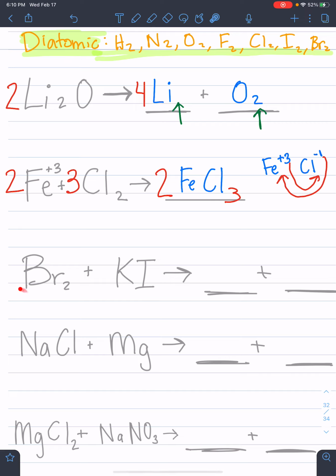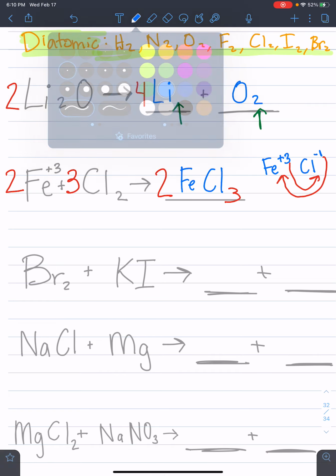Whatever is most similar to this element is what is going to be kicked out. So for this Br, you think, does K or does I have more similar properties to the Br? If you look on your periodic table, you'll notice Br is a non-metal. It's in group 7A, and so is I. So Br is going to want to kick out I because they're the most similar. So when Br kicks out I, this is what you should get for your products.